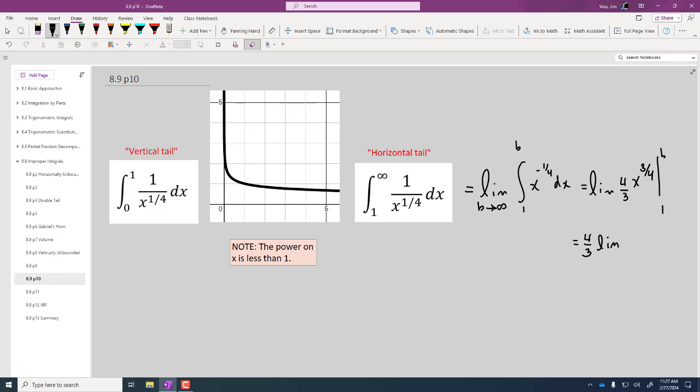So we can just focus on the limit. We're going to b to the 3/4 minus 1 to the 3/4. 1 to the 3/4 is 1. So b to the 3/4. What's the limit of that as b goes to infinity? Infinity. So anytime that exponent is less than 1, we've got a bird wing, and that's going to go to infinity. Infinity minus 1 is infinity. Infinity times 4/3 is infinity. So horizontal tail, diverge. We went from 1 to infinity, and we get diverge there.